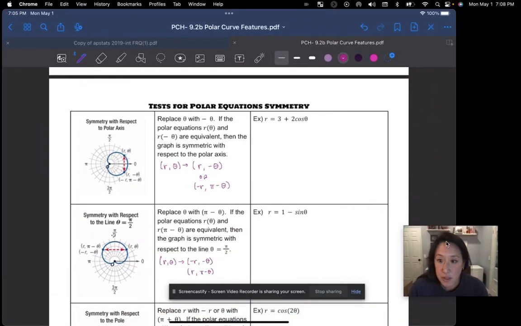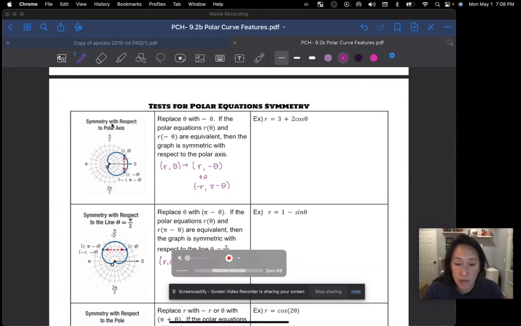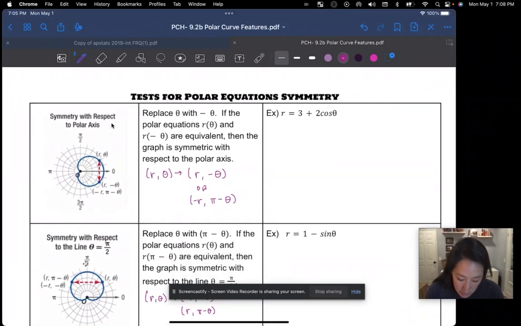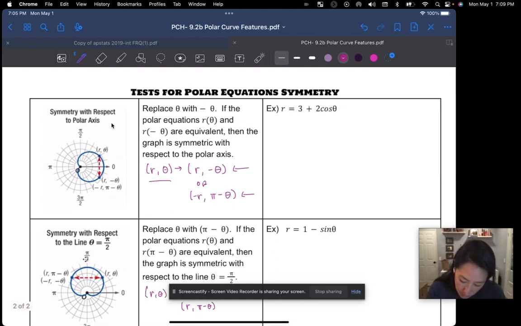We have our first equation, and to test if the graph is symmetrical about the polar axis, we're going to take r and theta, and we're going to replace it with r comma negative theta, or if that doesn't work, then we're going to replace it with negative r comma pi minus theta and see if that works. So what we'll do is take our original equation, and we're going to start with this first point.